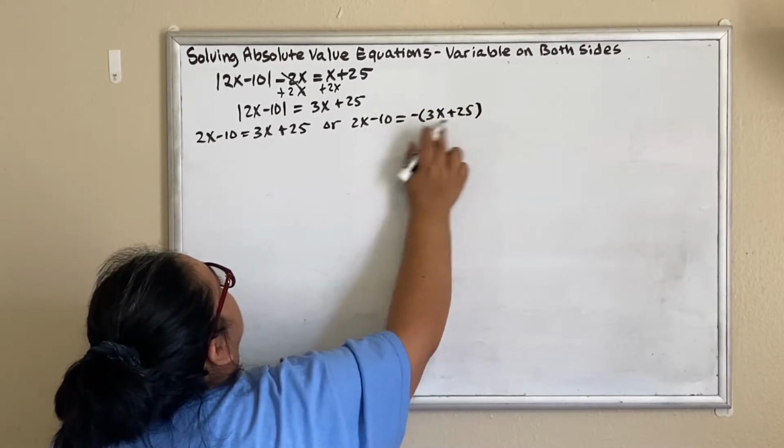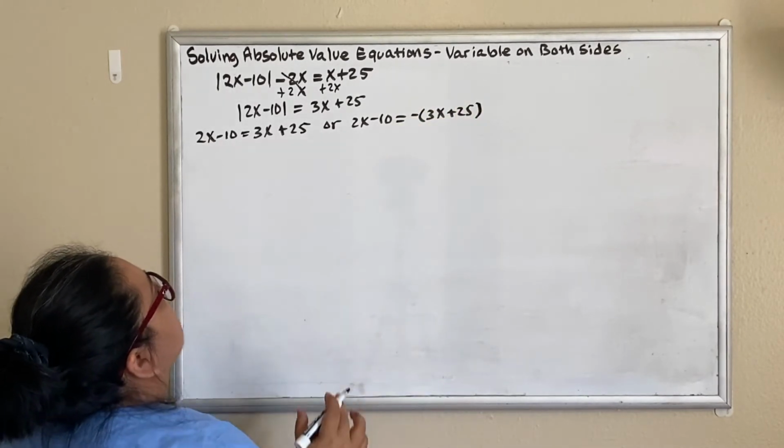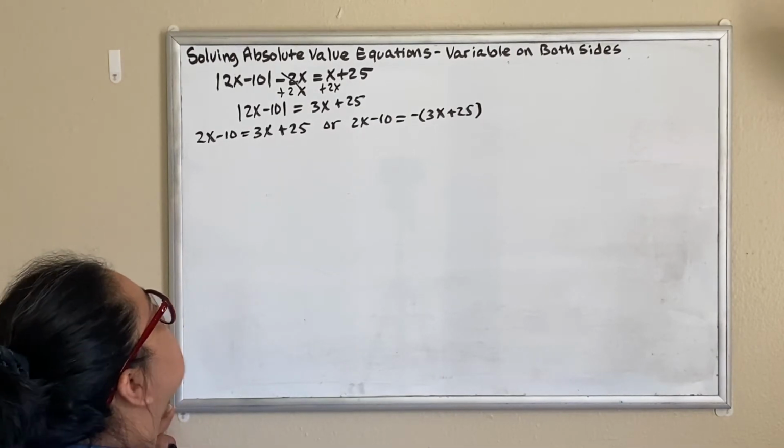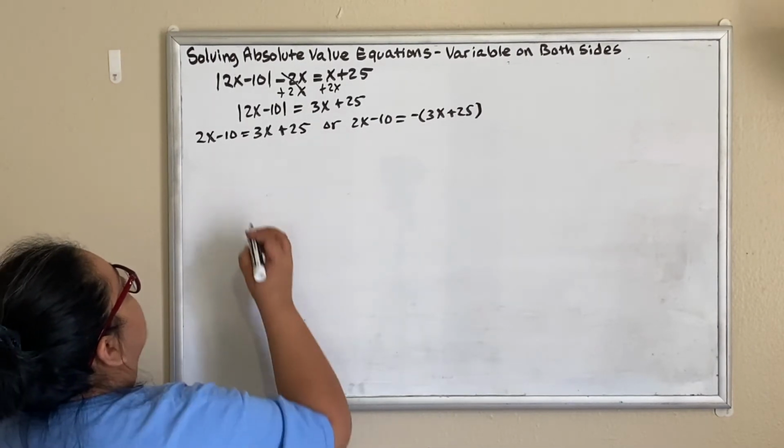Okay, we put the negative to make sure that this entire expression is negative, and we put it in parentheses so we can distribute it. So now let's solve over here.